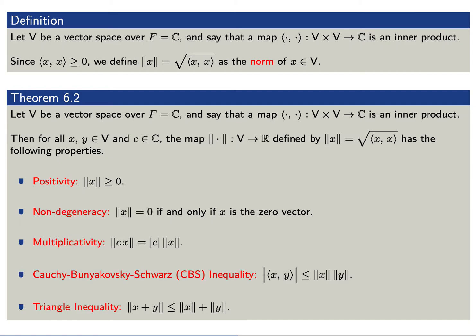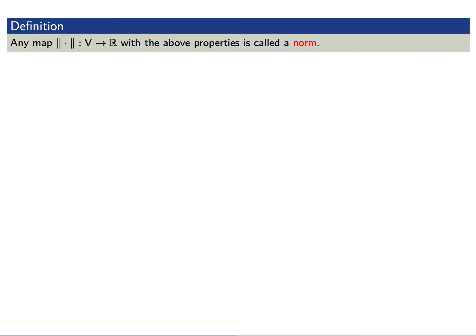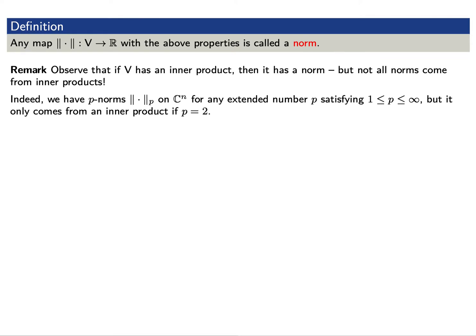And finally, we have the triangle inequality. This states that the norm of the sum of two vectors is less than or equal to the sum of their norms. More generally, any map with the above 5 properties will be called a norm. We have the following remarks. Notice that if V has an inner product, then it has a norm. This was the content of the previous slide. However, not all norms come from inner products. Indeed, when we defined p norms, these were all examples of a norm, where p is any extended real number between 1 and infinity, but the only one that comes from an inner product is p equal to 2.